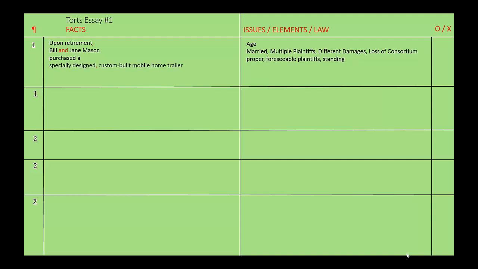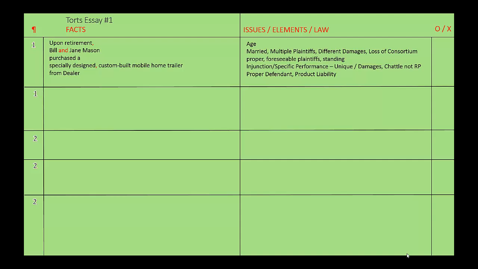They purchased a specially designed, comma, custom-built mobile home trailer. Okay, that's a mouthful for just a mobile home. Well, this is going to be our property. Is it real property we're dealing with? Personal property? Injunction? Specific performance? Any special damages? They bought it from the dealer. And the dealer could be the proper defendant. It's another person.